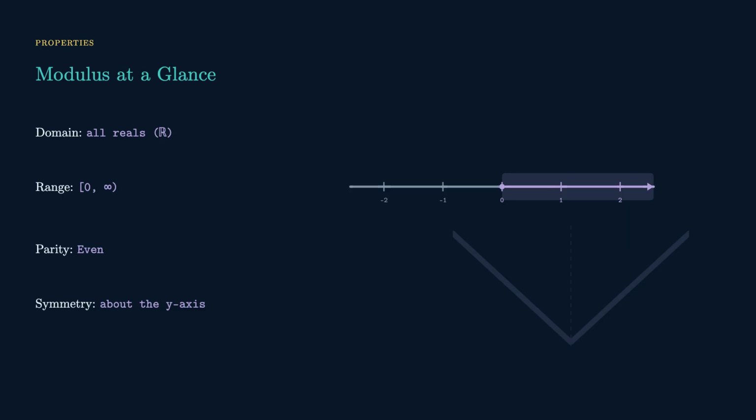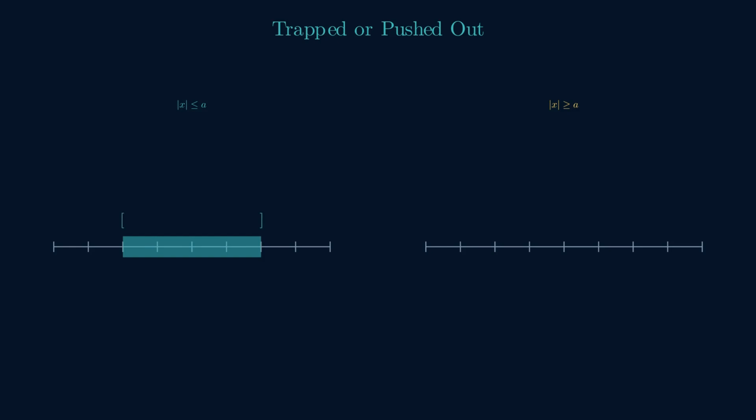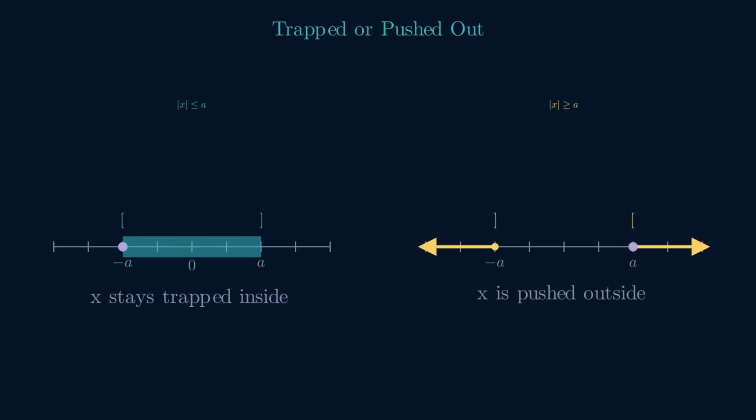Now, what happens when you put it inside an inequality? Two inequalities you want cold. Modulus of x less than or equal to a? That traps x in a band, everything from negative a up to a, one solid stretch. Flip the sign, and x gets shoved out. Greater than or equal to a splits into two pieces, x below negative a, or x above a.